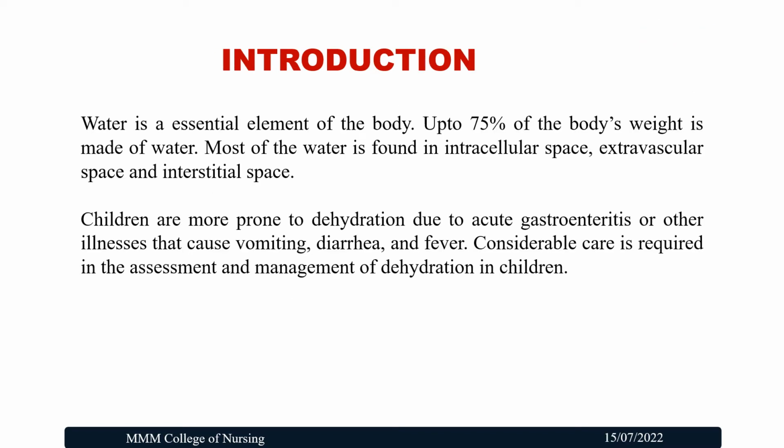Introduction. Water is an essential element of the body. Up to 75% of the body's weight is made up of water. Most of the water is found in intracellular space, extravascular space and interstitial space. Children are more prone to dehydration due to acute gastritis or other illnesses such as vomiting, diarrhea and fever. Considerable care is required in assessment and management of dehydration in children.